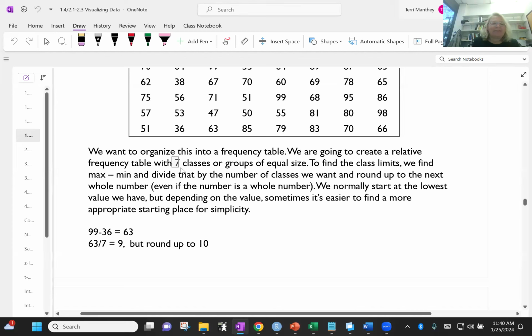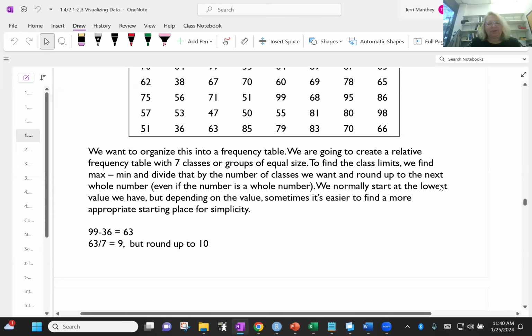It's good to have about 6 to 10, depending on how big your data is. That's what usually looks nice and that we can process with our brains. So when we do that, we have to round up. Even if we have a whole number, we have to round up again, or what happens is that last number goes into an 8th class. We don't want to do that.